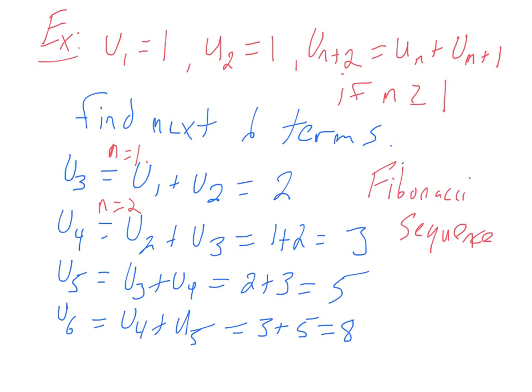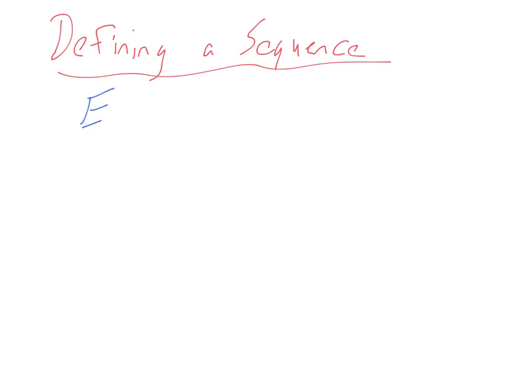So we've now talked about defining a sequence in two ways. We can do it explicitly, which is the first way we did it, which means one formula for each term based on n.